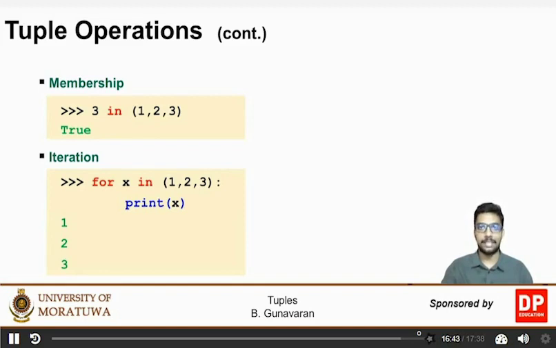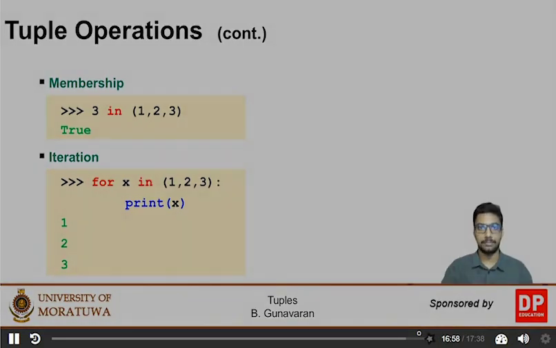Then the print(x) statement will be executed. After that, the second value in the tuple, which is 2, will be assigned to the variable. The print(x) statement will be executed again. This pattern continues until the last element in the tuple.